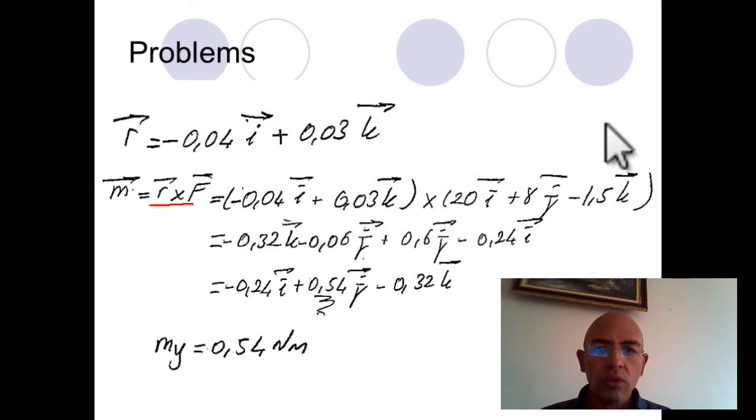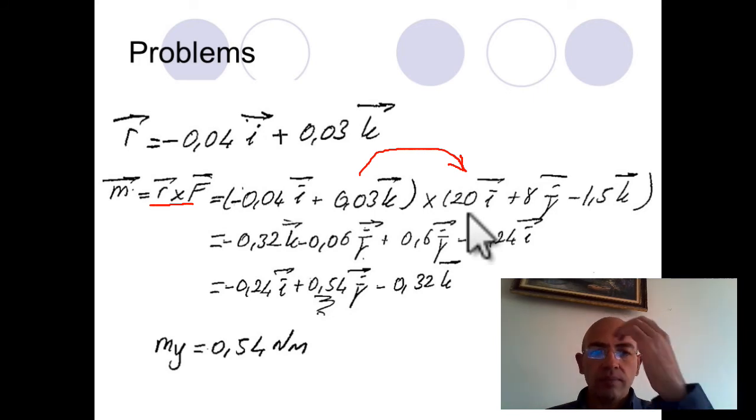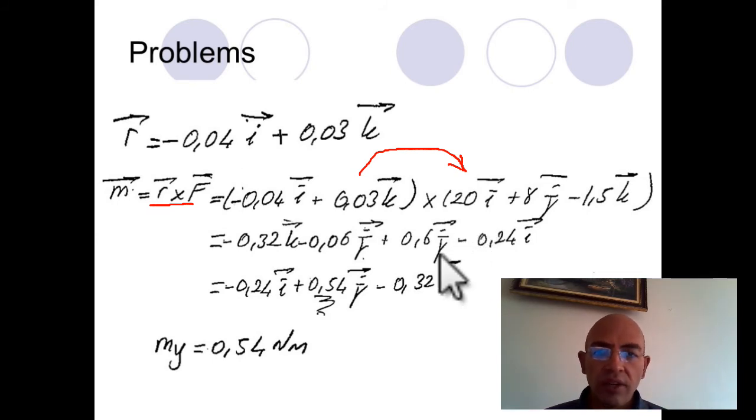Now let's do the same thing for the second term. Again, we have 0.03 k vector. We will multiply it with the i vector. So 0.03 multiplied by 20 will give us 0.6, and multiplying k with i, my thumb will show me the positive y direction. As a result, this is positive, so it is 0.6 j. Now my second multiplication is 0.03 k vector with 8 j vector.